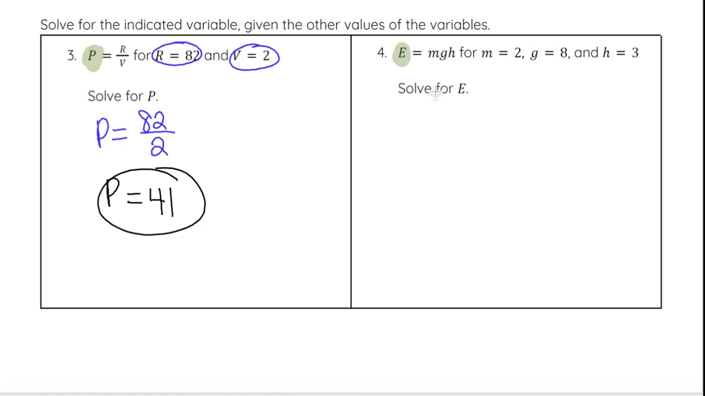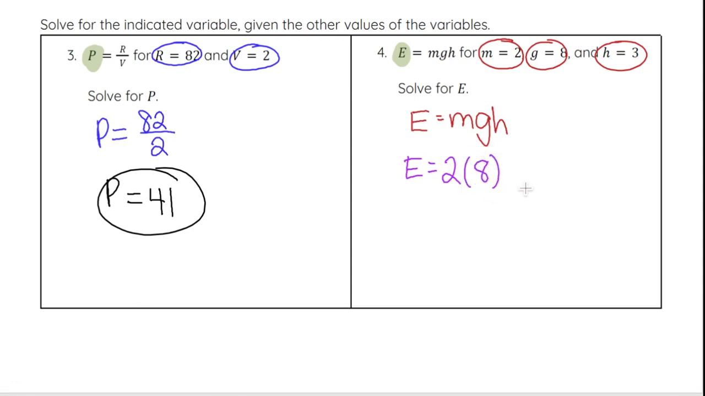Then for number 4, we have a similar concept. So we have E equals mgh, for m equals 2, g equals 8, and h equals 3. So when we plug those into m, g, and h, we get the equation E equals 2 times g, which is 8, times h, which is 3.